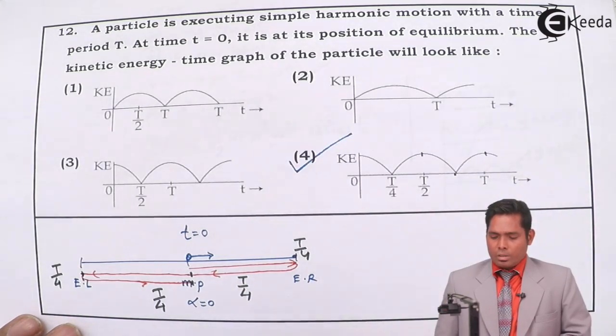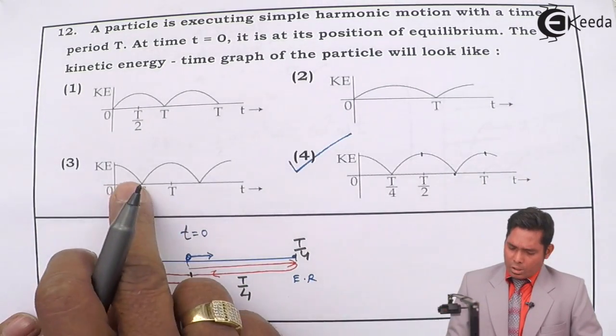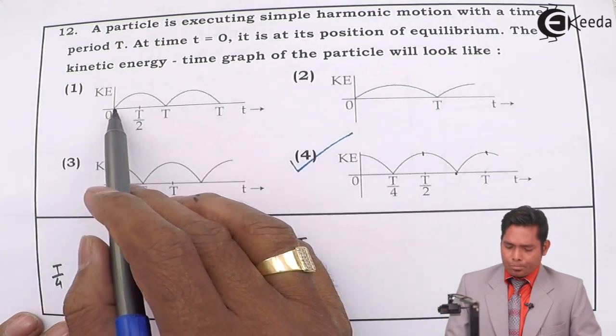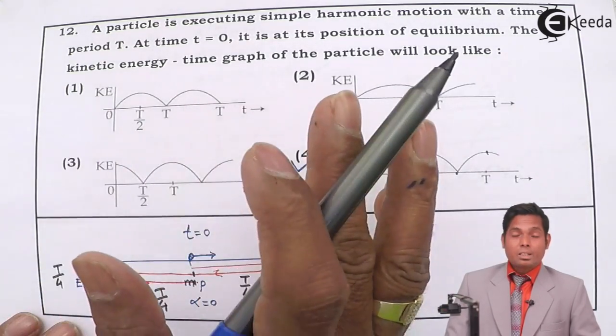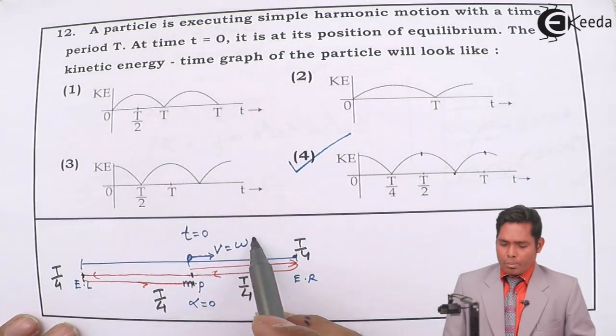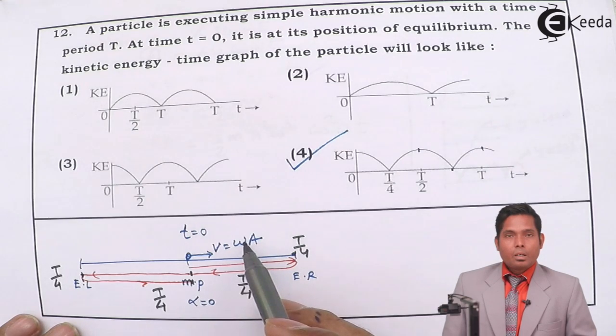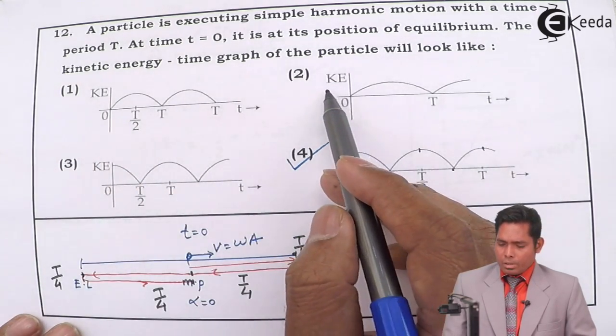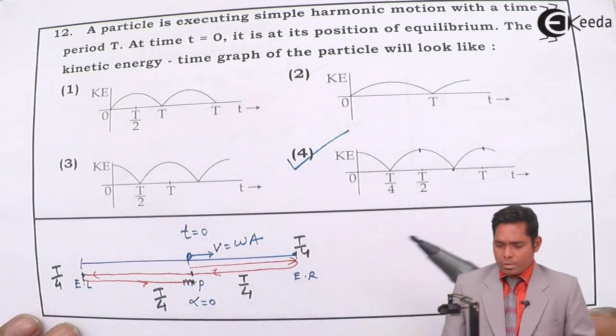So this is the right option, because if you see this also looks like that, but the problem with this graph or this graph is that it says that initially it is 0, but initially it's not 0. So this is not possible, because initially the velocity is maximum, and that is equal to omega a. That is the maximum velocity when it is in the mean position. So it is never 0. So this graph is not possible. This graph is not possible. So out of these two graphs, you have to choose.